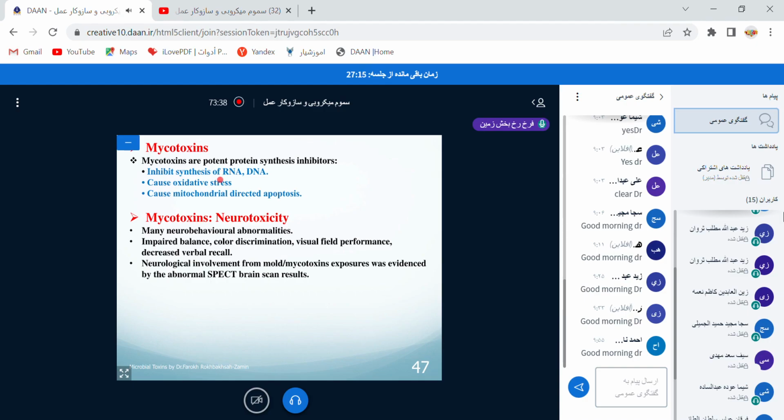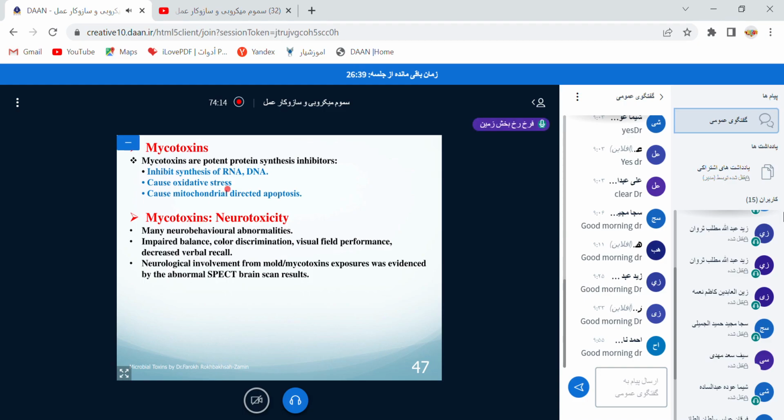They inhibit synthesis of RNA and DNA. So how can human cells, at the necessary time, double and go through multiplication? They cannot. Why? Because mycotoxins inhibit replication of DNA and RNA synthesis. They stop replication and transcription.